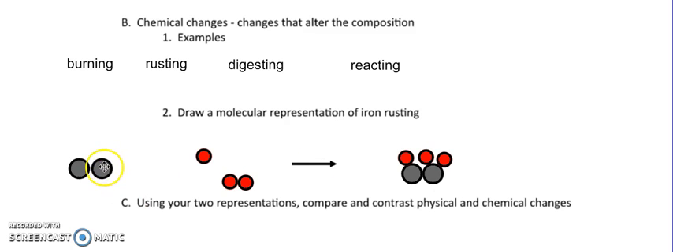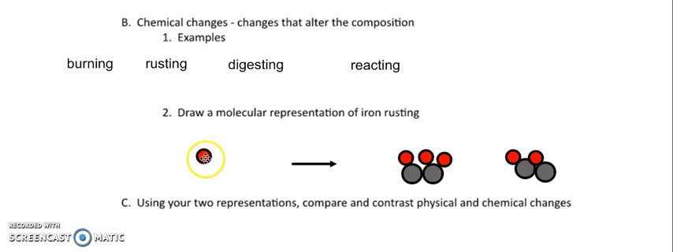So wait a minute. So I think I need some more iron. And I'm going to break apart this oxygen. And I have another oxygen and another iron and another oxygen. So I end up with two Fe2O3 molecules from what I started out with.